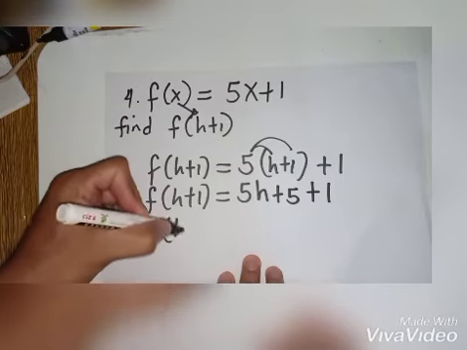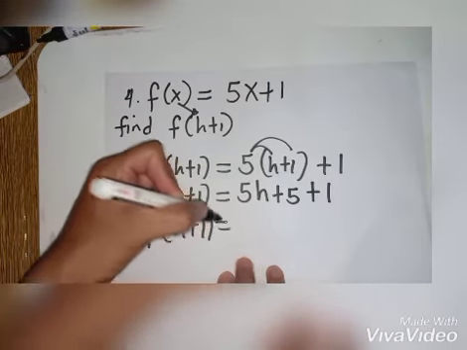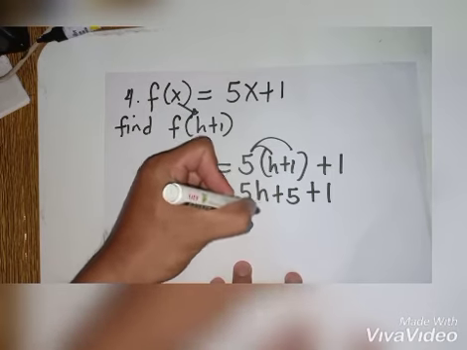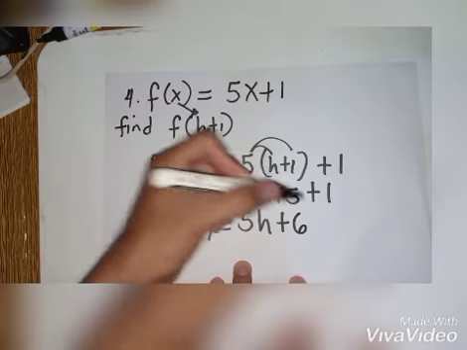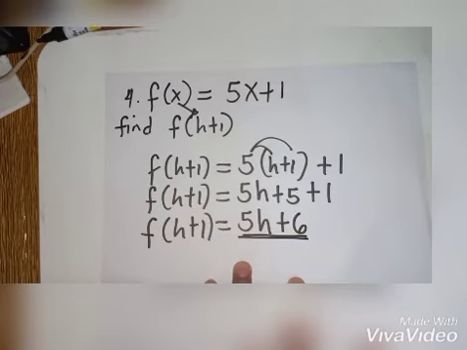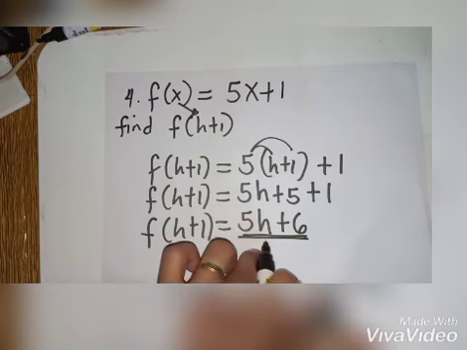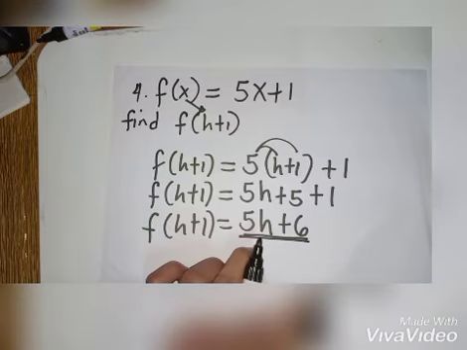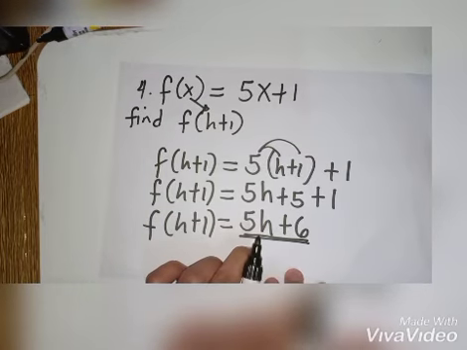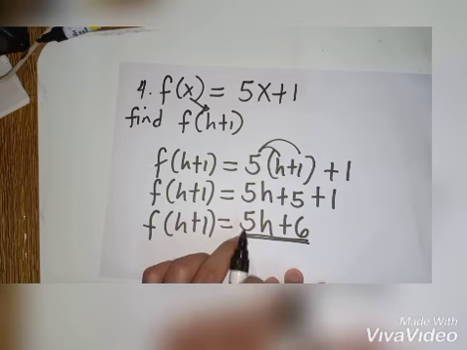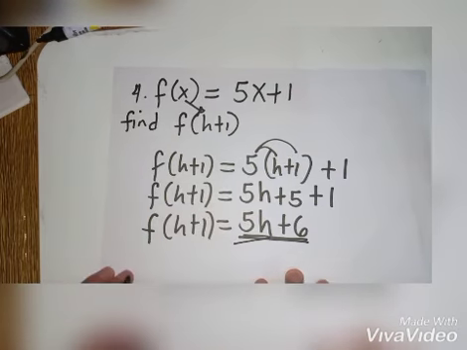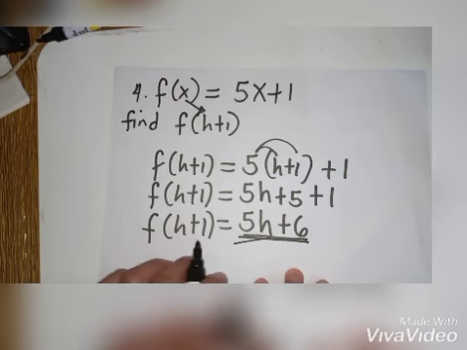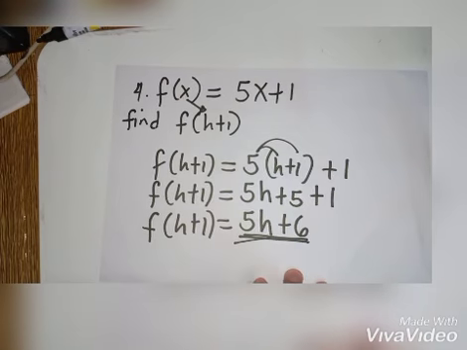So f of h plus 1 is equal to 5h. Then 5 plus 1 is 6. Take note that 5h and 6 cannot be combined since 5h has a coefficient of 5 and a variable h. So again, f of h plus 1 is 5h plus 6.